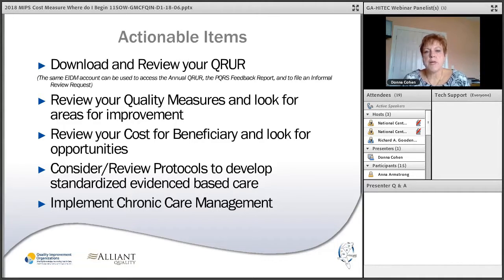And then chronic care management. I can't speak highly enough about chronic care management, and in talking with practices across the state, they have really found that chronic care management has not only benefited their patients, the quality of care that the patients are receiving, but it also has been an additional revenue stream to the office as well.